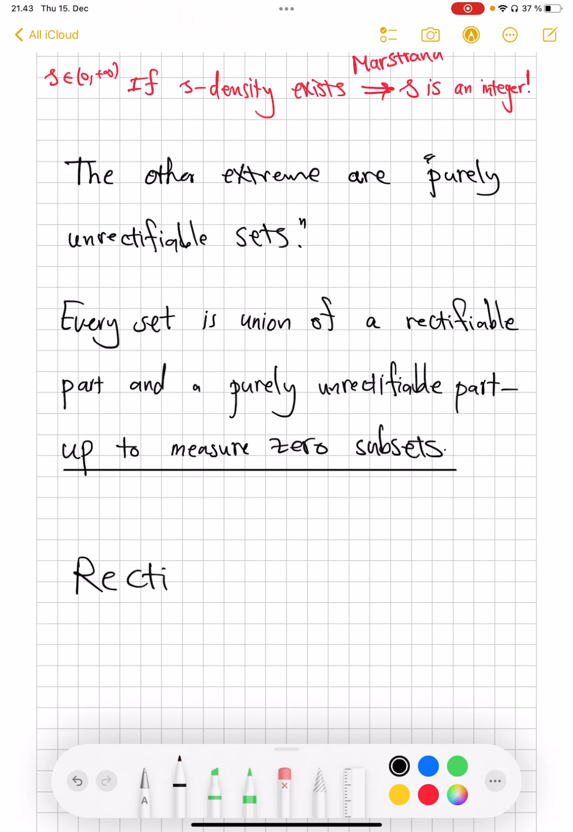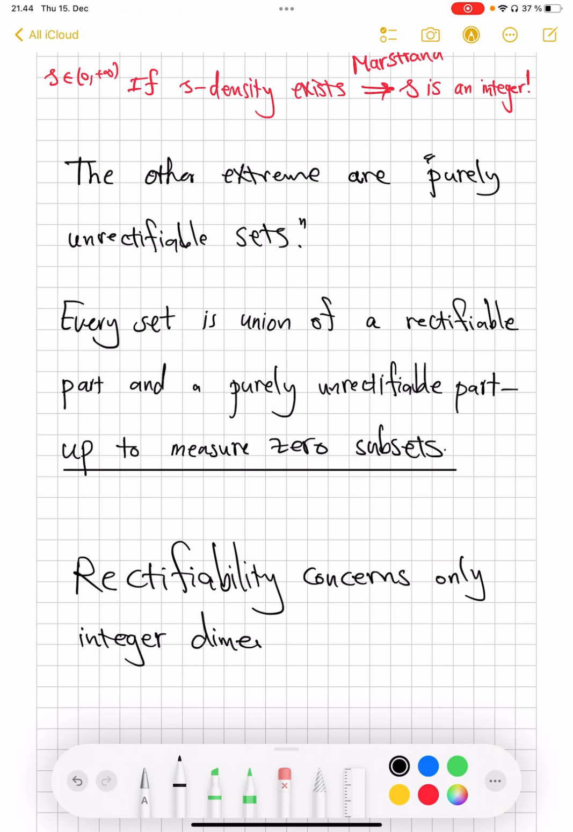So there is an important thing about rectifiability that I was discussing. It was that it's meaningful and it concerns only integer dimensions. This is because the definition of rectifiability is motivated by comparing sets to subsets of the Euclidean space of that right dimension. So if you're looking at 2-rectifiable sets in R3, you're comparing them to pieces of R2.